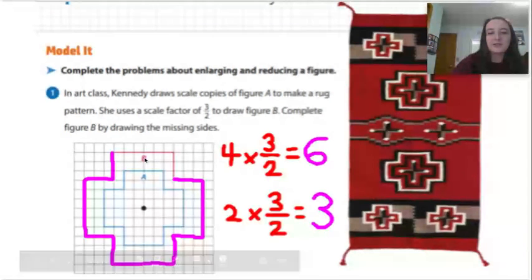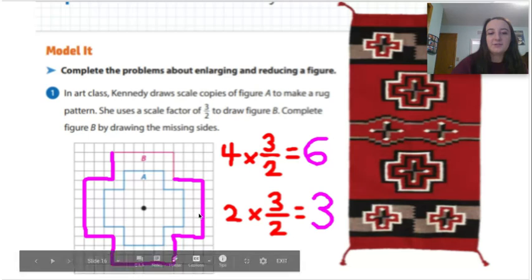That shows that this top part is 6 long. 1, 2, 3, 4, 5, 6. And our side lengths are 3 long. 1, 2, 3. 1, 2, 3. 1, 2, 3, 4, 5, 6, etc.